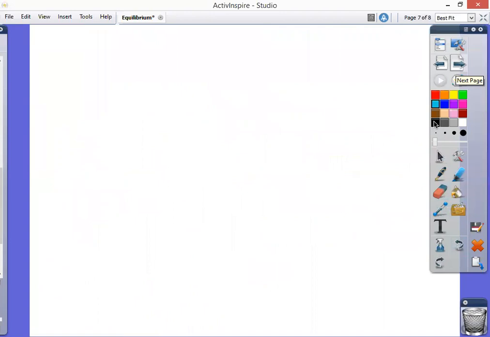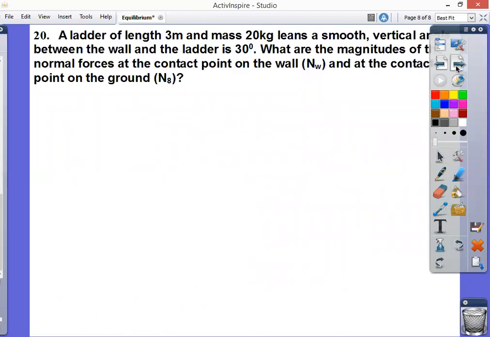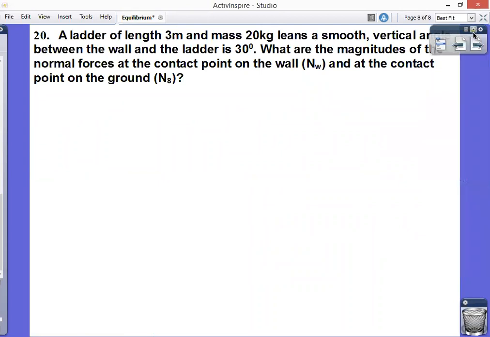Let me take my color for number 20. Oh, number 20 is here. A ladder of length 3 meter and mass 20 kilogram. You're gonna apply basically the same thing, but here there is only one difference. You don't need to deal with the friction force, so it's going to be easier than the previous question.